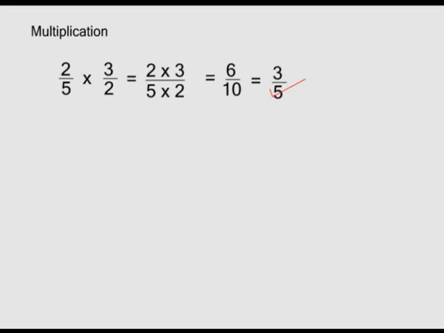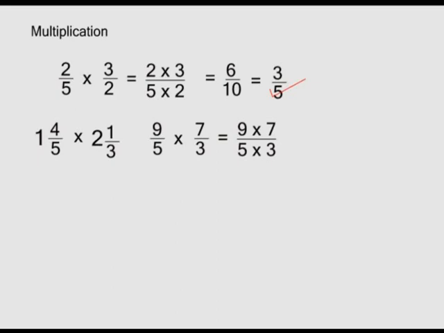For mixed fractions, we first convert them into improper fractions. 1 and 4 over 5 times 2 and 1 over 3. We have 9 over 5 times 7 over 3. That gives us 9 times 7 over 5 times 3, which gives us 63 over 15. That gives us 4 and 3 over 15. We can simplify the proper fraction and we have 4 and 1 over 5.